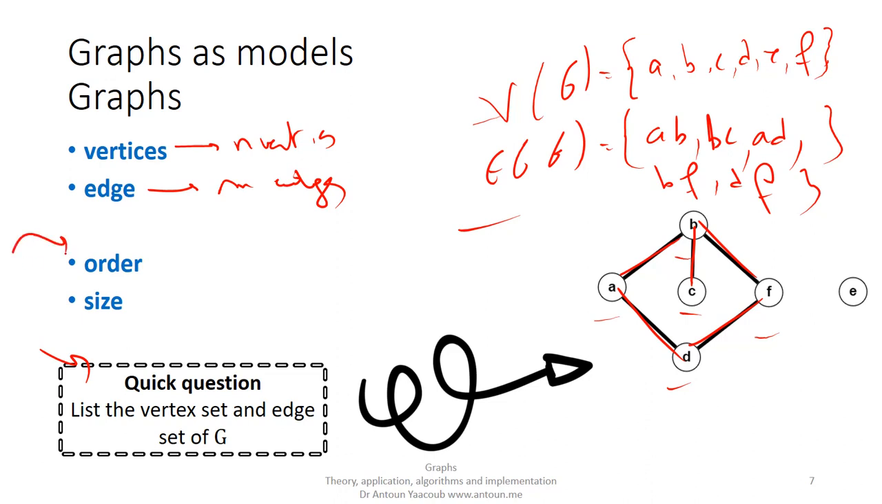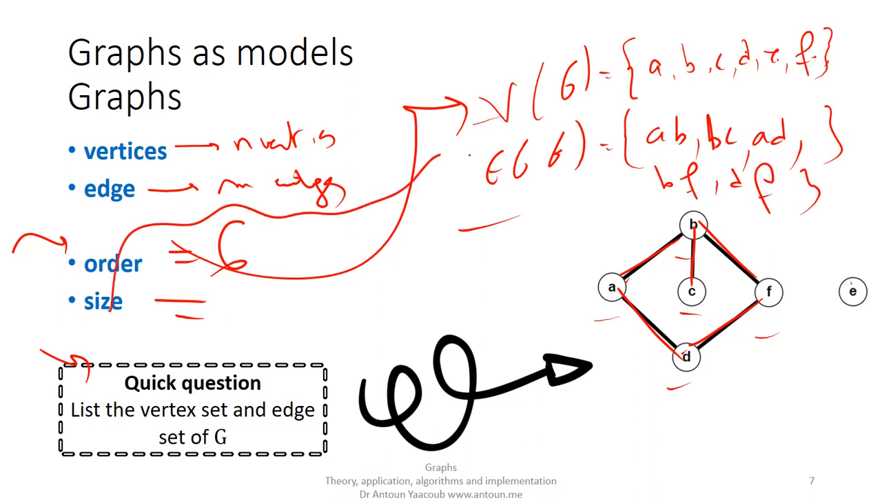Now we have the order. The order of the graph is the cardinality of the set of vertices, meaning the number of vertices. What's the number of vertices in this graph? It's 1, 2, 3, 4, 5, 6. So the order of this graph is equal to 6. The size is the number of edges, the size of the set of edges. I will count them: 1, 2, 3, 4, 5. The same if I count them on the graph, they are equal to 5. So the order is the number of vertices, the number of circles, and the size is the number of edges.